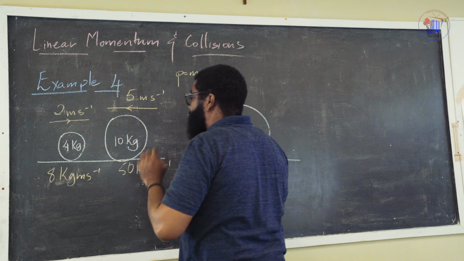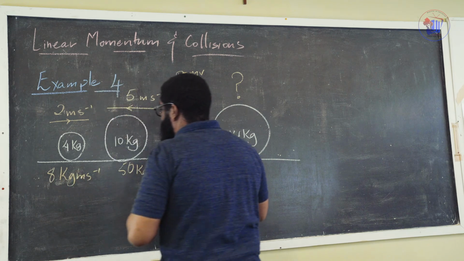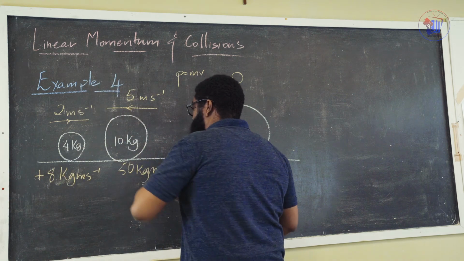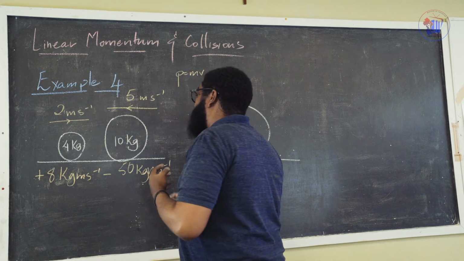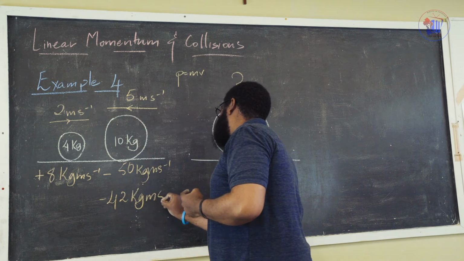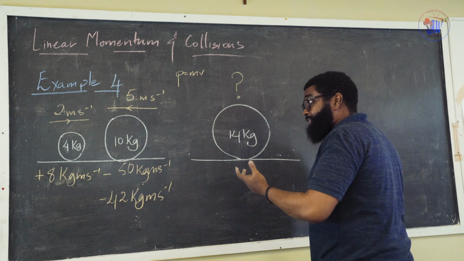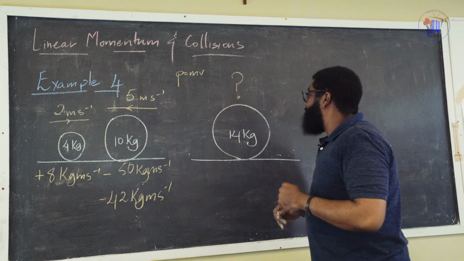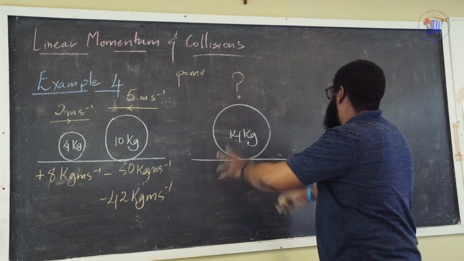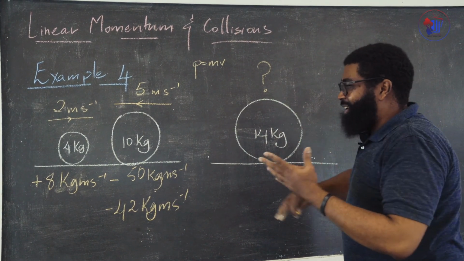Now, they're traveling in opposite directions. If I take this as positive, going right is positive, and I take this as negative, I will end up with minus 42 kilogram meters per second. Okay? Yes, you can have a negative value. Don't be scared of it. So, I have no clue as to what happens with this. There's just one object now. Now, I put 14 there because I kind of give away what happens.